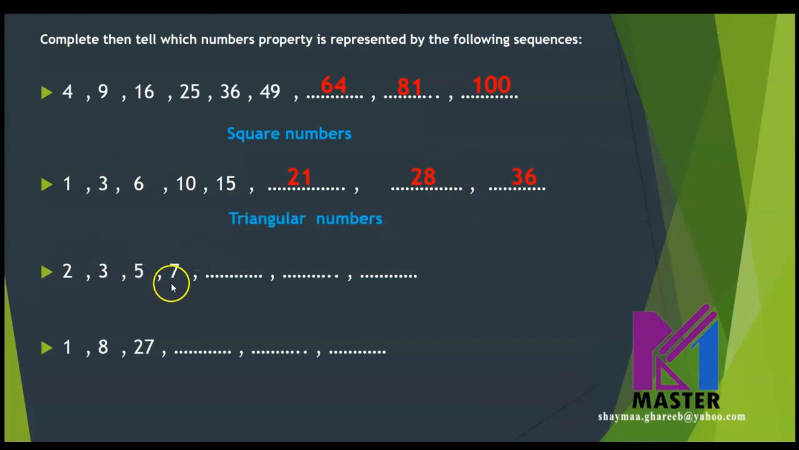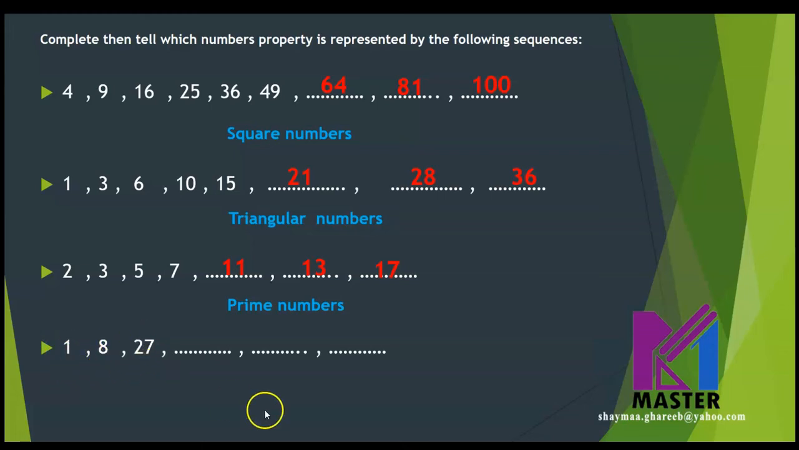2, 3, 5, 7. What do you think? We added 1, then we added 2, then we added 2 one more time. It does not look like a sequence. So if this is 11, what are these numbers? They are prime numbers. So 2, 3, 5, 7, then 11, 13, and 17. So these numbers are prime numbers. Sequence of prime numbers. Now what about these numbers?